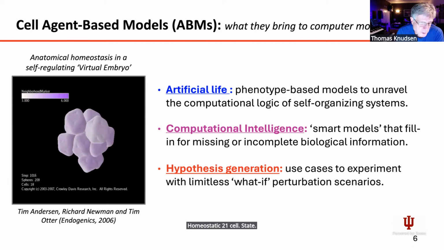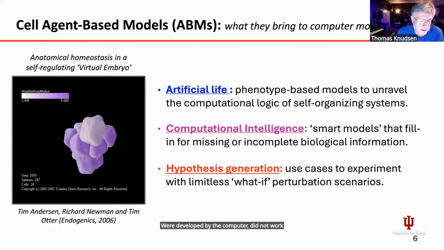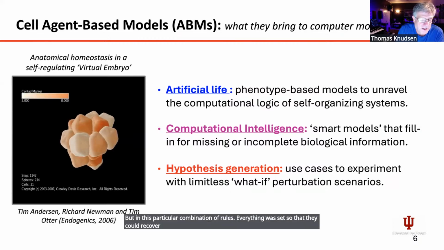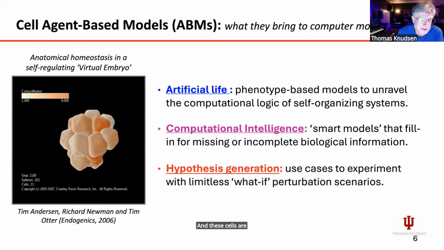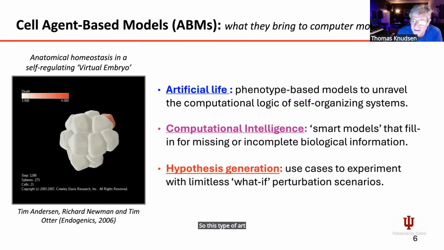A lot of the rules that were developed by the computer did not work. Some worked too well, and you got too many cells. But in this particular combination of rules, everything was set so that they could recover the starting configuration. And these cells are computing with one another in terms of who should grow, who should die, who should maybe adhere slightly differently. So this type of artificial life is interesting because these are phenotype-based models.